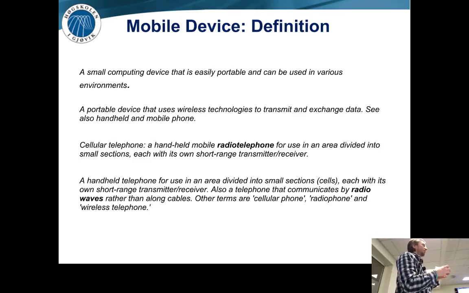And how is the process of me walking from one cell to the other called? Handover, right? So remember that. Handover is the process of the infrastructure handing me over from one transmitter receiver to the other one. And it's a very complicated process.